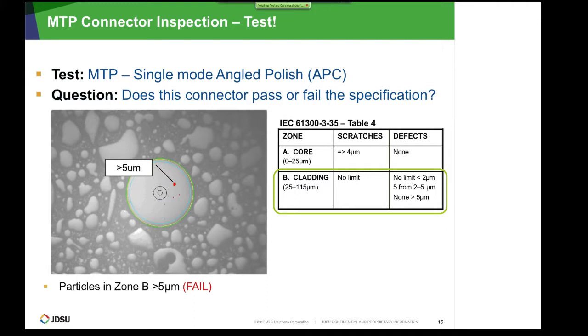That means no scratch narrower than 4 microns is allowed in the core. It is allowed only for a cladding defect. There is no limit for scratches. Defects are allowed: there can be 5 defects with a size from 2 to 5 microns, but none is allowed if it is larger than 5 microns. For example, like this one. In that case, the pass-fail analysis according to this already mentioned standard will fail.